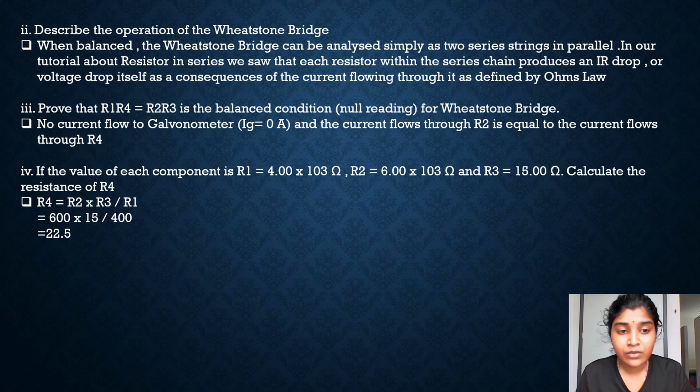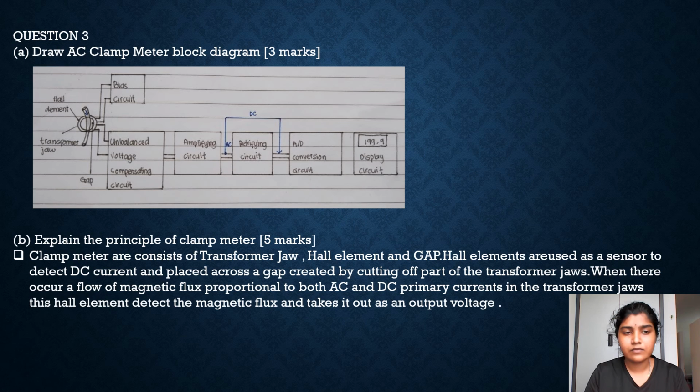E. If the value of each component is R1 equals 4.00 times 10^3 ohm, R2 equals 6.00 times 10^3 ohm and R3 equals 15.00 ohm, calculate the resistance of R4. R4 equals R2 times R3 divided by R1, equals 600 times 15 divided by 400, equals 22.5.